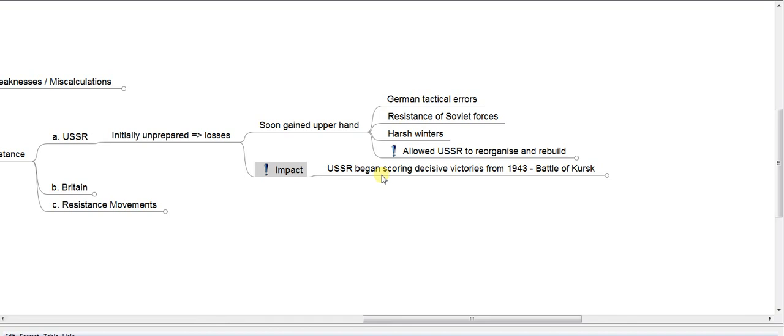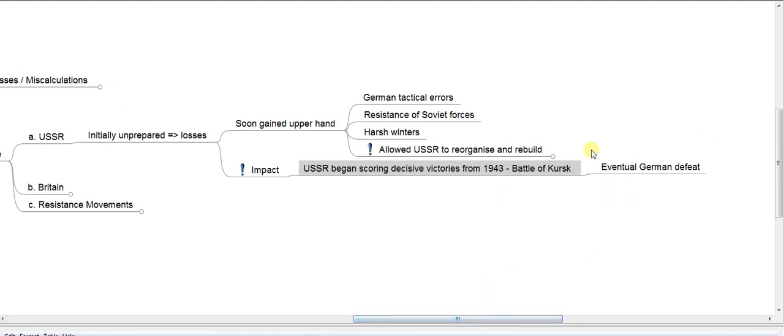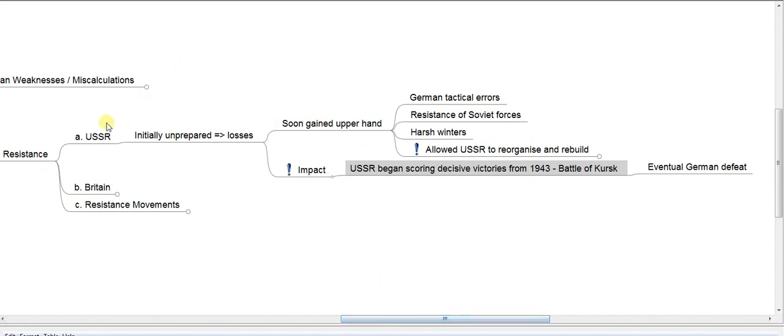Okay, so for example, from 1943, like I said, the Battle of Kursk, the famous tank battle, basically put the Germans on the retreat from then on. The tide of war was turned from 1943, which led to the eventual German defeat. So Germany had to retreat, and finally even go back to Berlin itself. Basically, that's how the USSR contributed to German defeat.